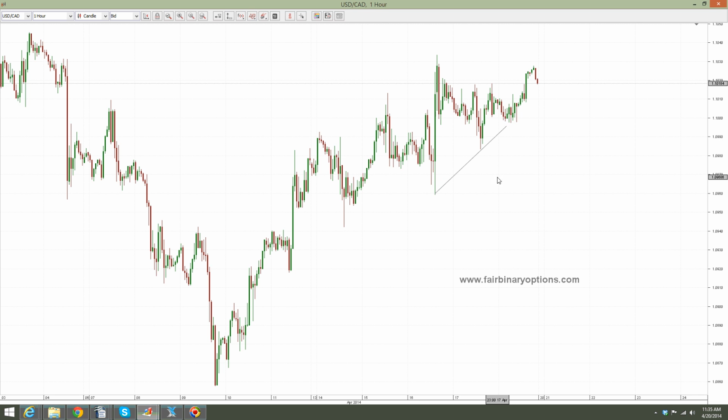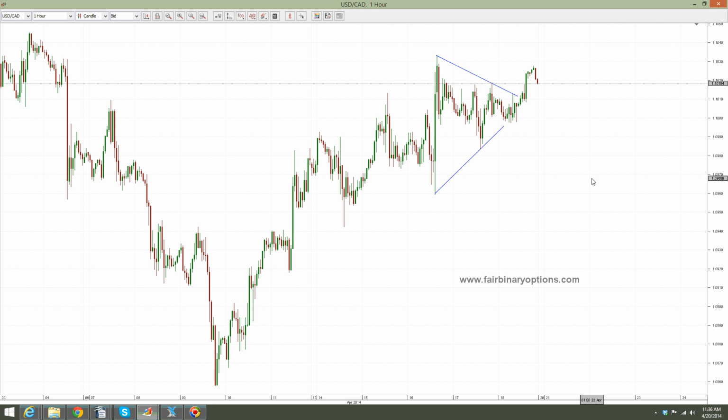Now, such a contracting triangle acts either as a continuation pattern or as a reversal one, but in our case, like mentioned earlier, this seems to be a bullish pattern, a continuation pattern. And what I would like to do heading into next week is, of course, to go and buy call options.